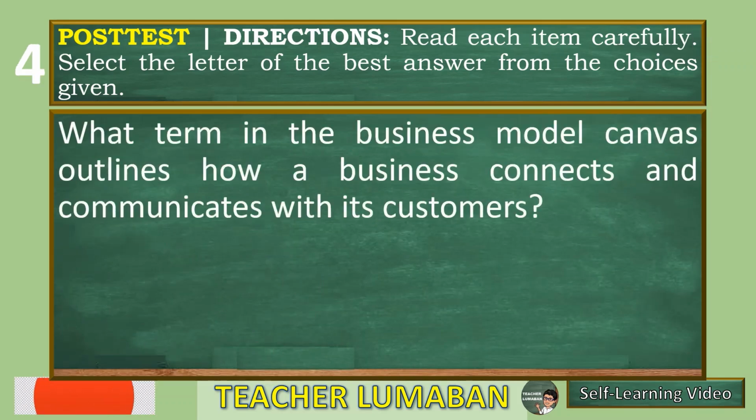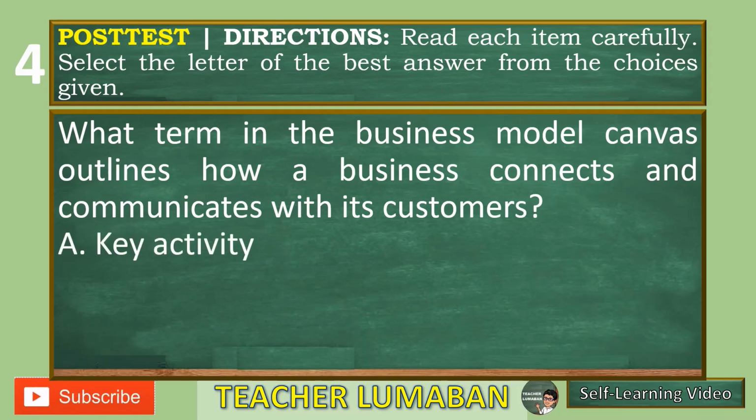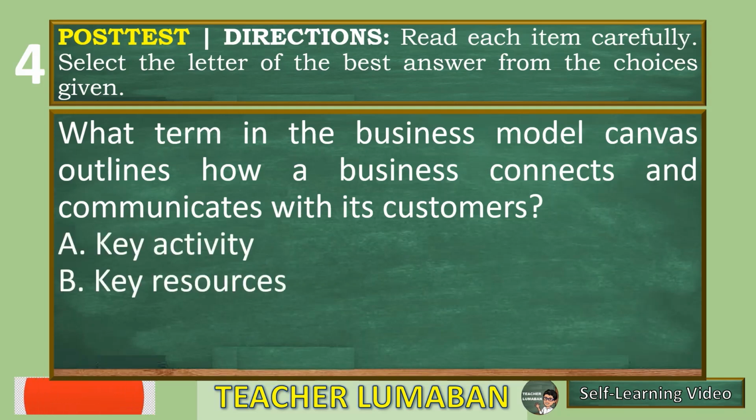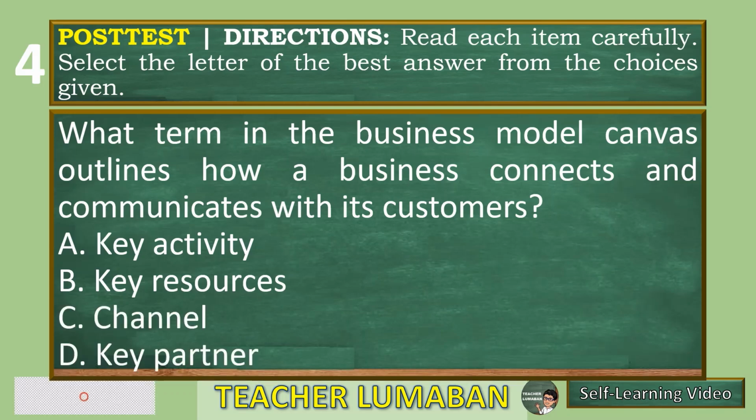What term in the business model canvas outlines how a business connects and communicates with its customers? A. Key activity. B. Key resources. C. Channel. D. Key partner.